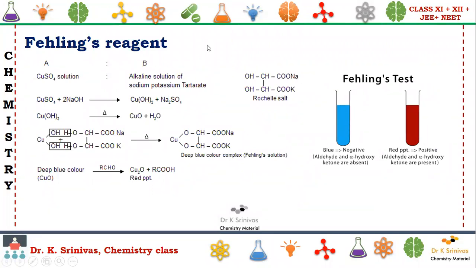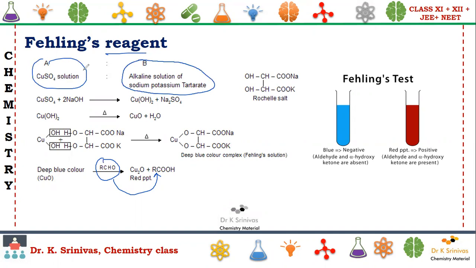Fehling's reagent is used for converting aldehydes into the corresponding carboxylates. What is Fehling's reagent? We cannot use it directly; we should have the combination of A and B. A is copper sulfate solution. B is alkaline sodium potassium tartrate, which is nothing but Rochelle salt. On combination, we get a deep blue color.